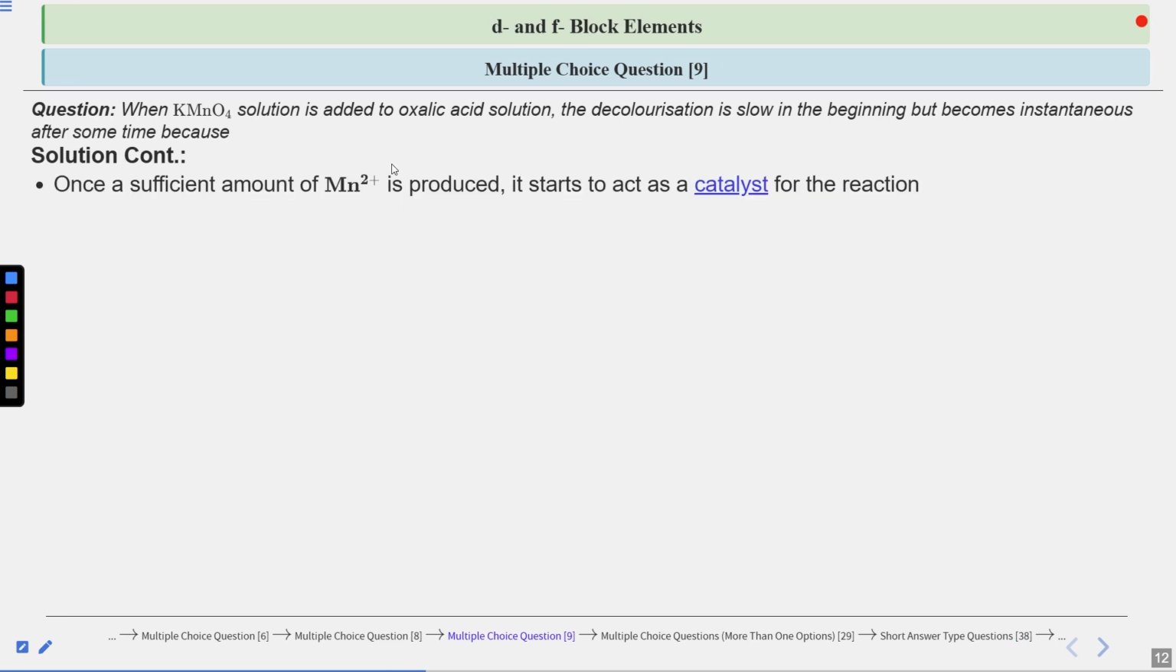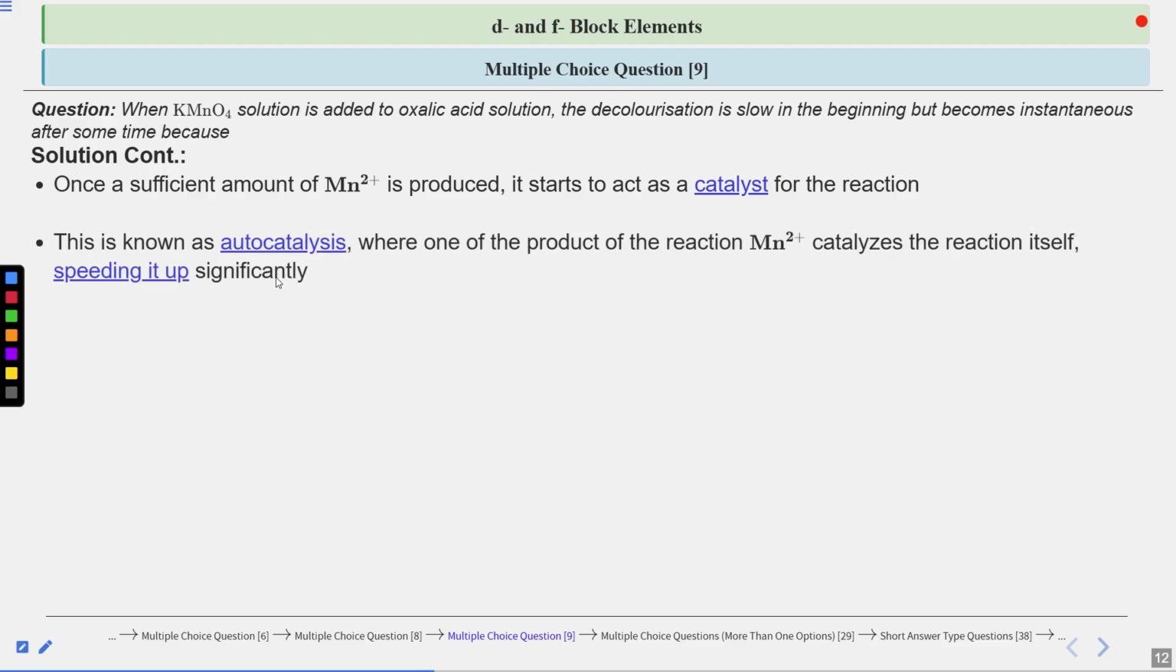Once a sufficient amount of manganese 2 positive ions is produced from the MnO4 negative, it starts to act as a catalyst for the reaction. Okay. So first of all, we are getting the manganese 2 positive in the reaction while the reaction is proceeding. And then when it forms in a sufficient amount, it starts to act as catalyst for the reaction. That means the rate, which is slow until now because it is taking time for the reduction of MnO4 negative to Mn2 positive, will now increase. When Mn2 positive is produced in a sufficient amount, it will act as catalyst and increase the rate of the reaction.